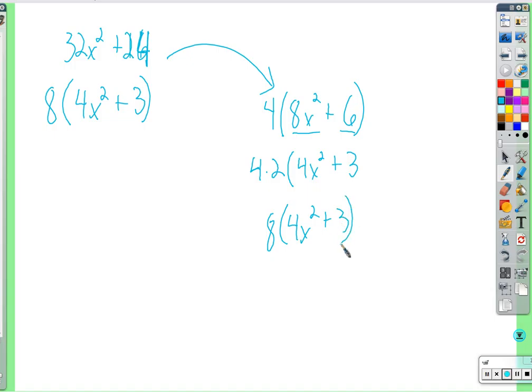It's kind of like when you are simplifying a fraction, right? You find a common factor and you cancel that out, and then, oh, I can cancel out a 5, too. It's kind of like canceling out, but those numbers don't just disappear. That factor just has to come outside of the parentheses, so that it can be distributed back in.